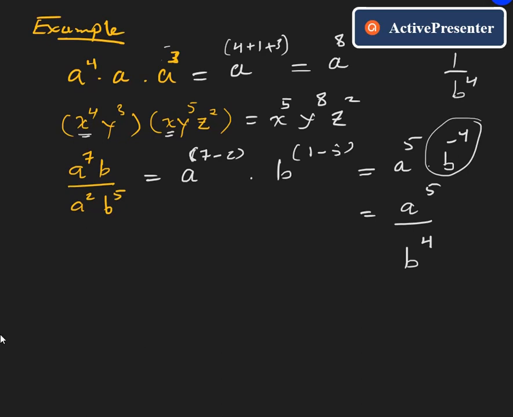The third question, a b cube to the power 5, this is equal to what? We know that the power is multiplied in here and in here, so it should be equal to a to the power 5 multiplied in b, 3 multiplied in 5, which eventually equals a to the power 5 multiplied in b to the power 15.